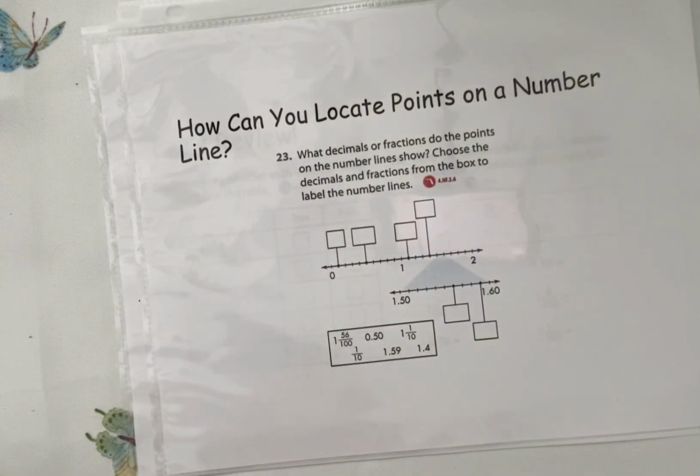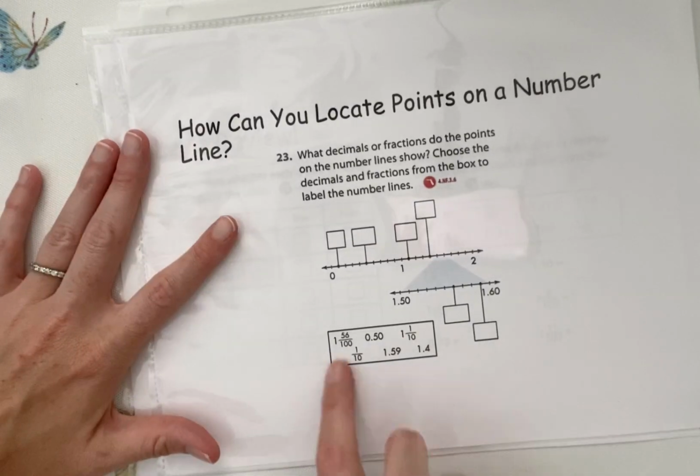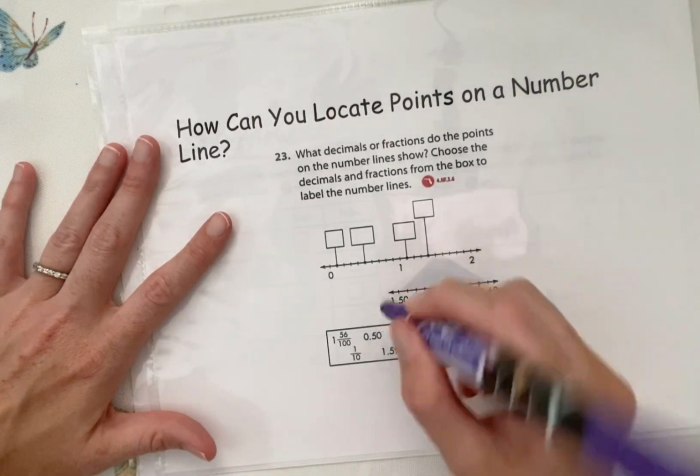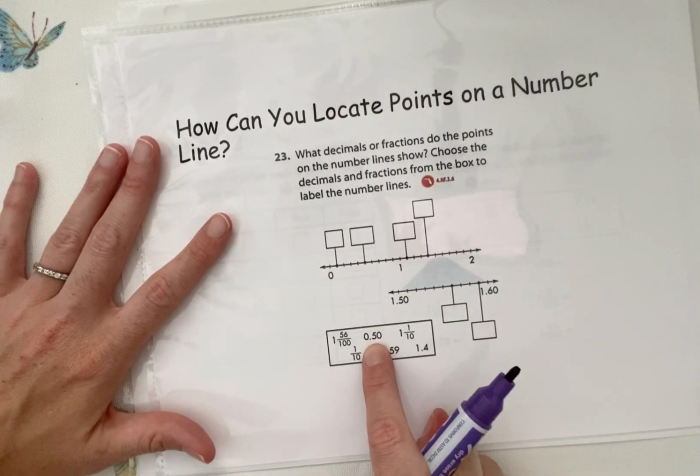How can you locate points on a number line? What fractions or decimals do these points on the number line show? Choose the decimals and fraction from the box to label the number lines. So down here we have a whole bunch of fractions. Where would I put these? I see an easy one right here. So I see 50 hundredths, right?